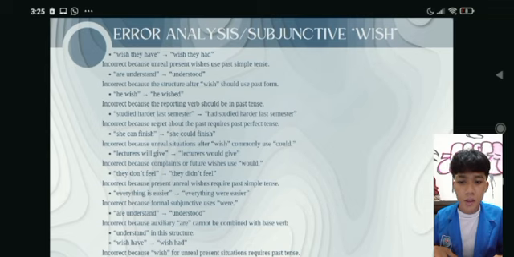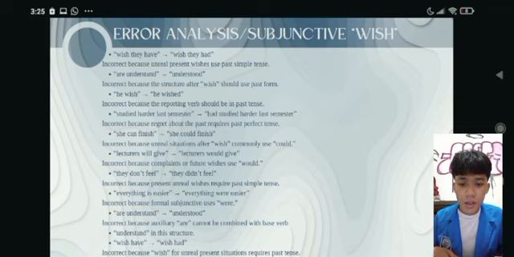Next, "studied harder last semester": the correct analysis is "had studied harder last semester", because regret about the past requires the past perfect tense. And next, "she can finish": the correct analysis is "she could finish", because an unreal situation after "wish" commonly uses "could". Next, "lecturers will give": the correct analysis is "lecturers would give", because complaints or future wishes use "would". Next, "they don't feel": the correct analysis is "they didn't feel", because present unreal wishes require the past simple tense.